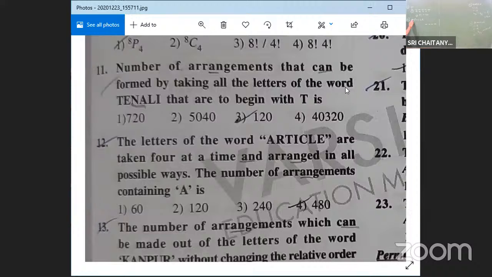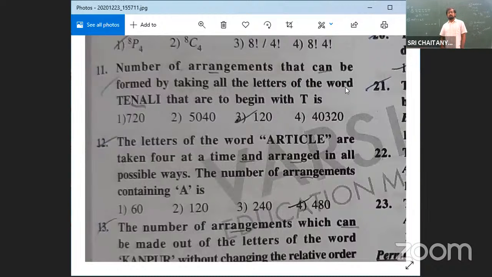So, ARTICLE: 1, 2, 3, 4, 5, 6, 7. It is a 7-letter word, so n value is equal to 7. Now, A can be written here one way. A can also be here, can also be in the 3rd place, can also be in the 4th place. So, 4.